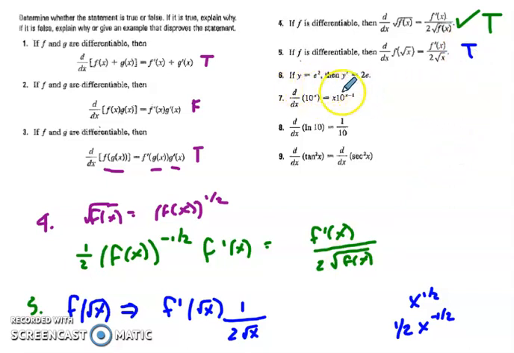Next, if y equals e squared, then y prime is 2e. That is false because e squared is a constant, and therefore it differentiates to 0.